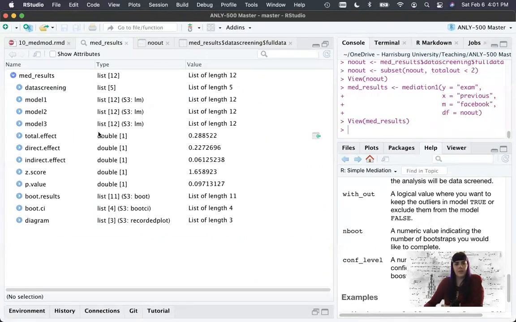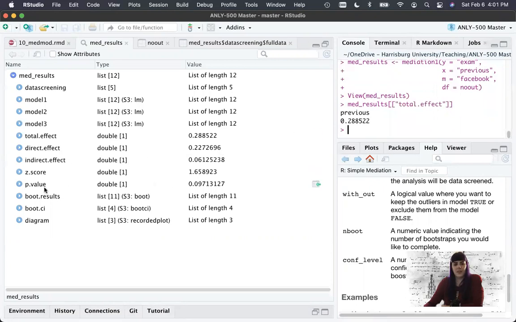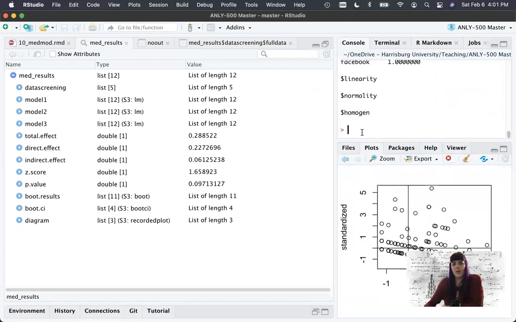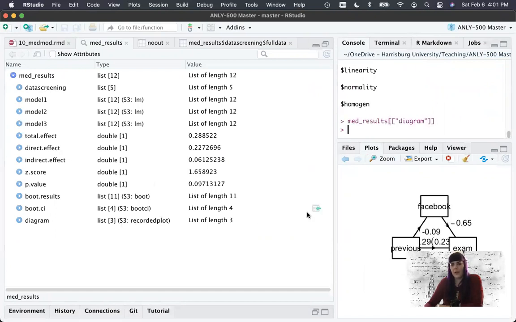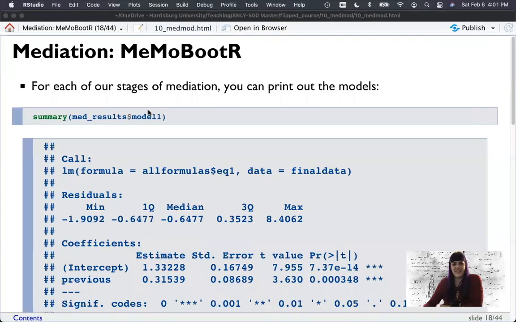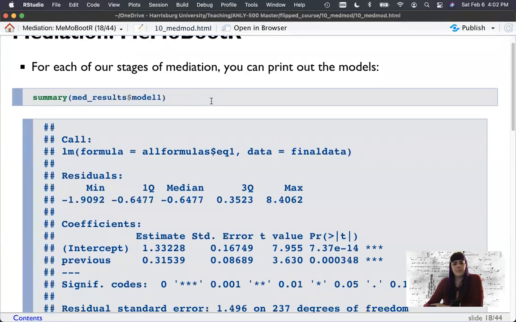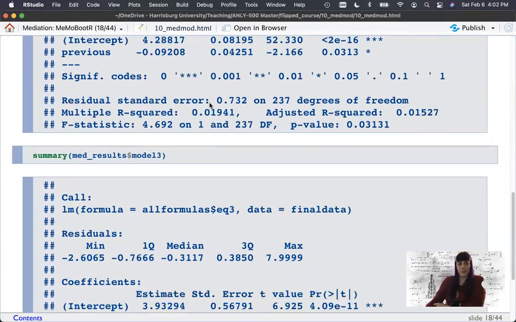Show me med results. Okay, and so I can see all the options that I have possible. The nice thing is, you can hit this little button here and it'll send it to the console, so you can see what it's saving in each one. You can also do the dropdown. I just think it's a little easier to read. Data screening here is actually a list of all the pictures. And then this here is a list for the plots, but it will print the picture for you. And that picture is made using the diagram library because it's not really meant for ggplot. So these models are all gonna be the same. I just wanna show you how to print them.